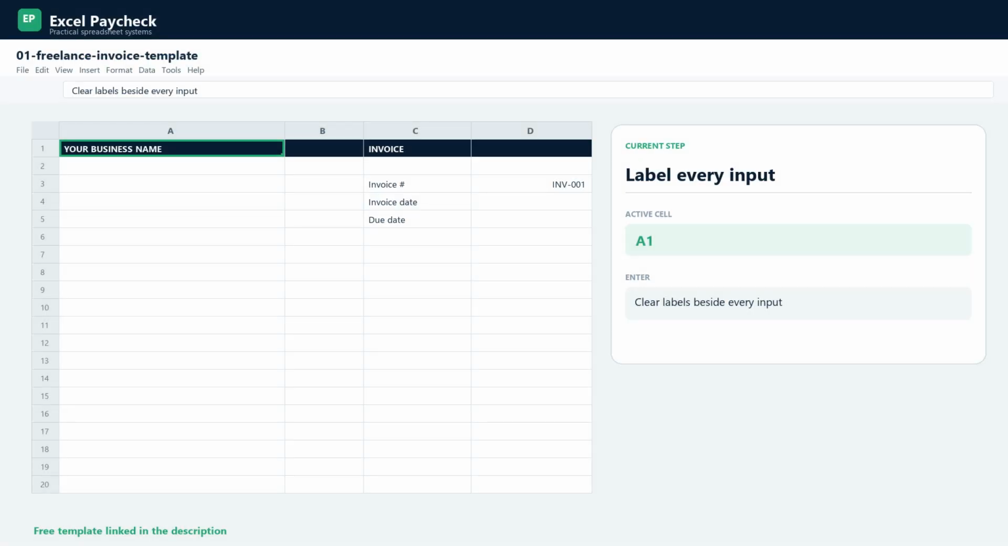Label nearby cells clearly, so you remember what each input means 6 months from now. Use currency format on money cells. Keep notes in column D if your goal includes rent share or savings.